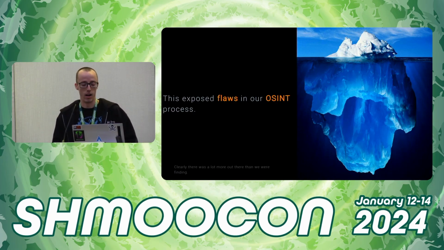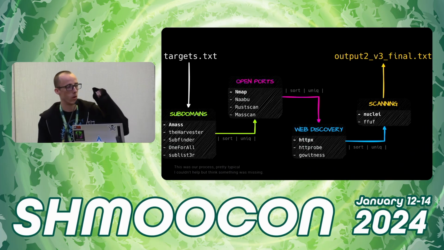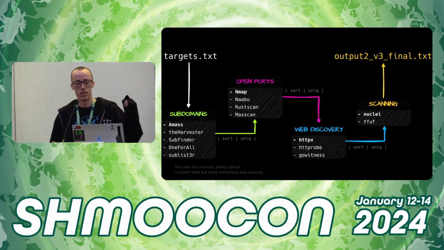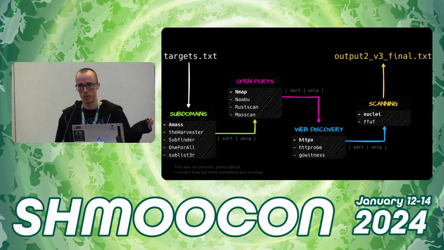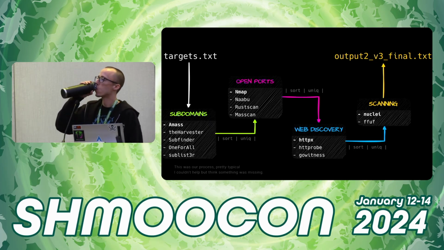So if I was to sketch out the process that we were using for our OSINT, this is basically it. This is typical stuff, right? You have your targets, you do subdomain enumeration with a mass, and then once you have all your subdomains, you sort, unique them, do port scans on them, and then do web discovery.